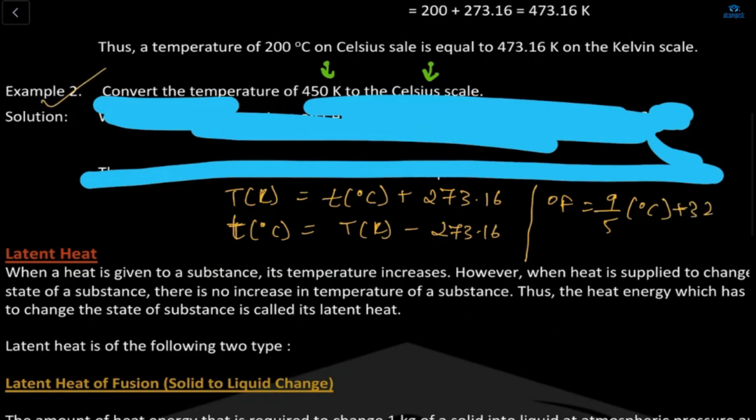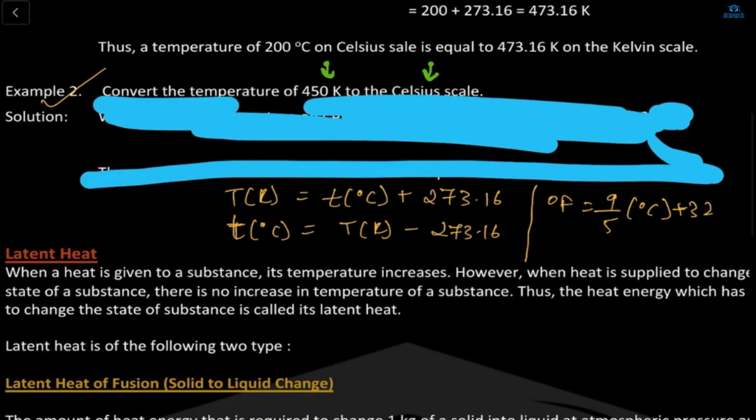Ma'am, one question. In school we usually just round it off to 273. So should I use 0.16 here or should I just round it off and use it? 0.16 is the standard. So if you use it, then you will get the exact answer.